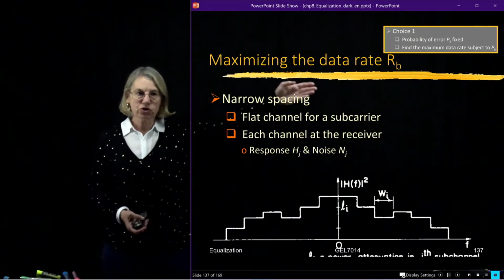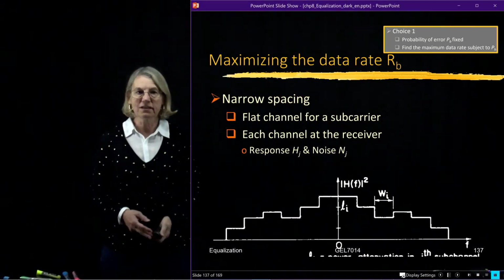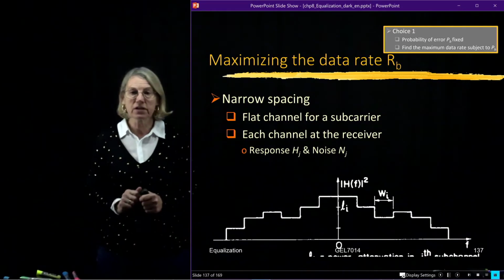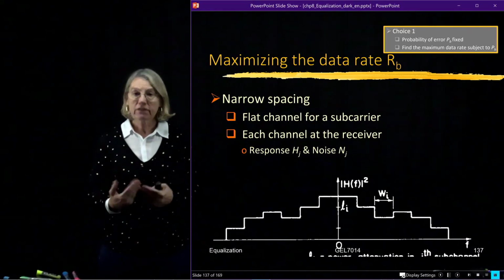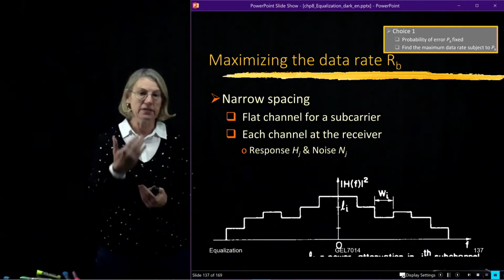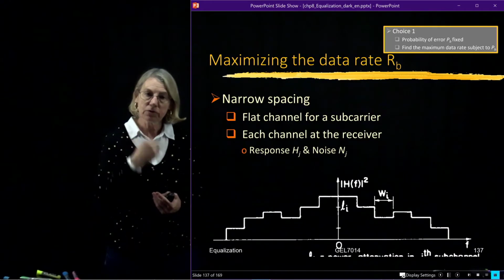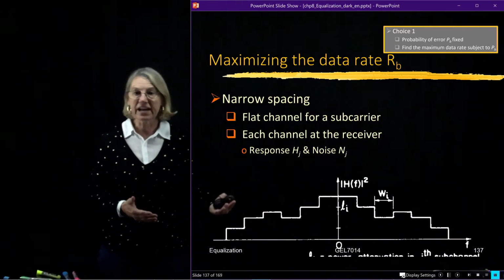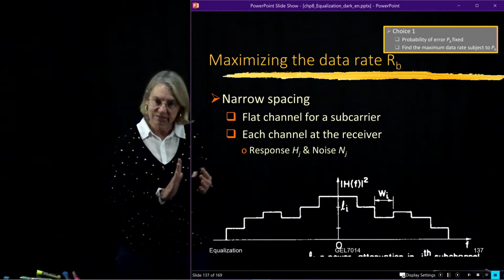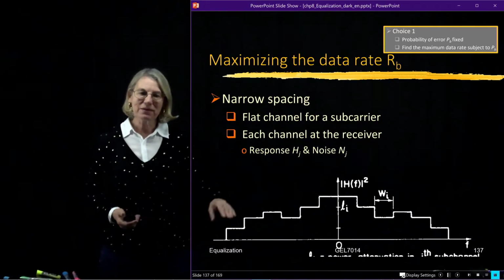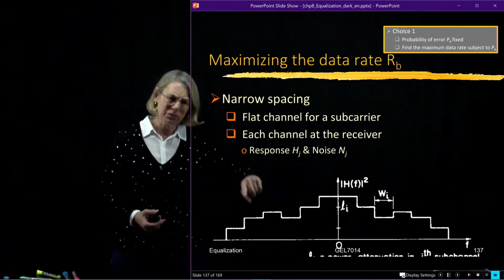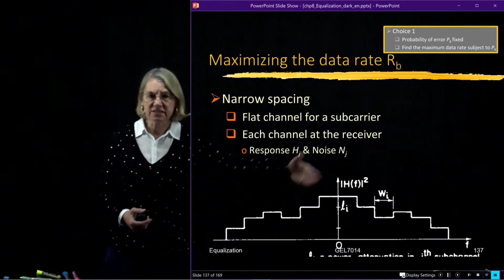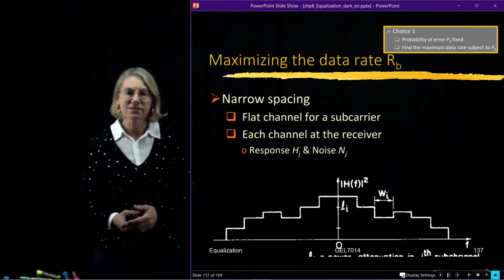So let's look now at the first choice. Suppose we have a fixed probability of error target, and we'd like to maximize the throughput, maximize the bit rate, the effective bit rate across all of the subcarriers for this transmission. So we're looking for a strategy of how to allocate bits or modulation formats and power per carrier. The first thing we're going to assume is that the subcarrier spacing is fairly narrow, so that we can approximate the channel response as constant in each one of these subcarriers. So we don't need a curve describing the frequency response in the subcarrier, but there's one value, H of j, which represents the frequency response during one subcarrier.